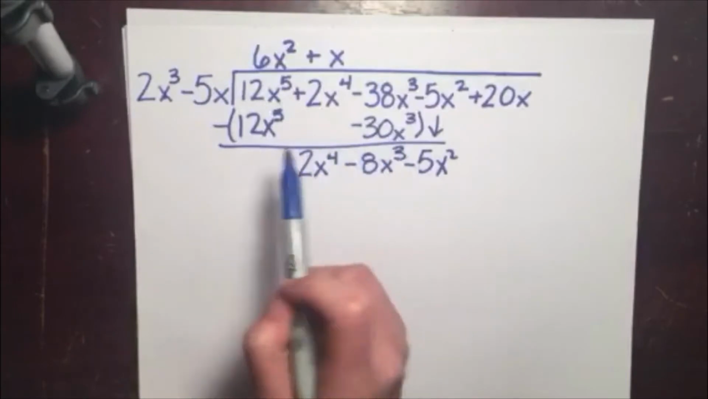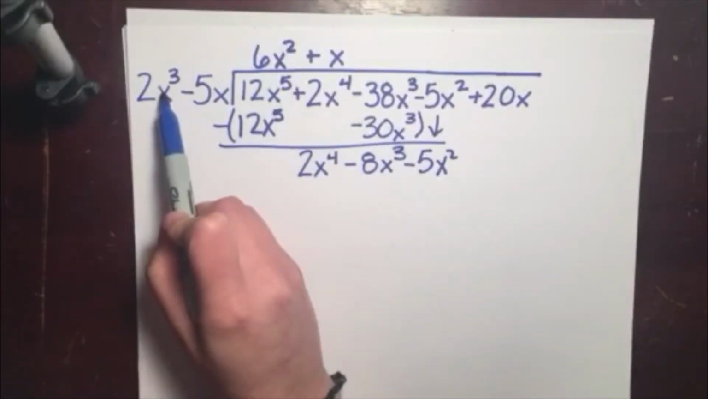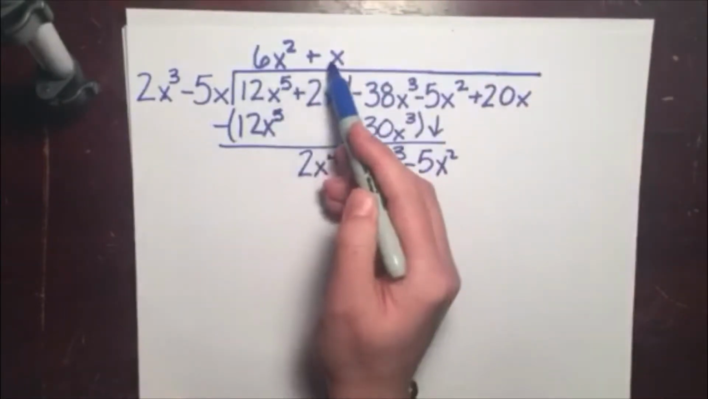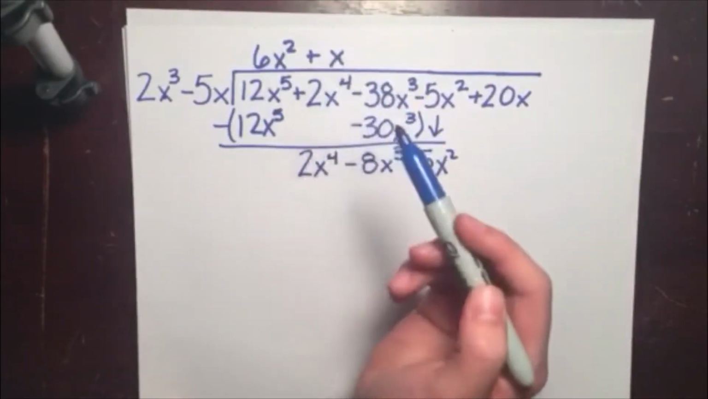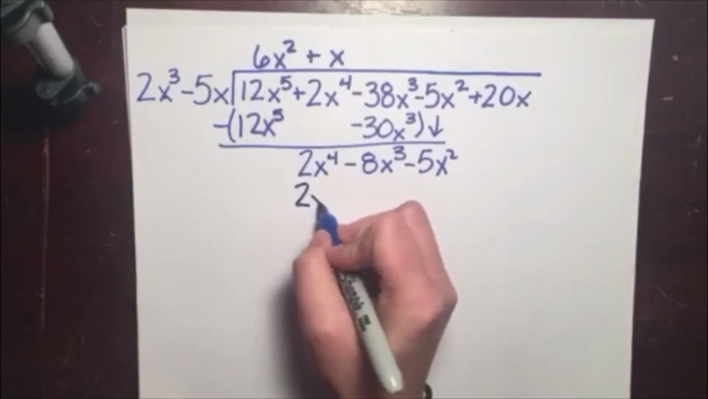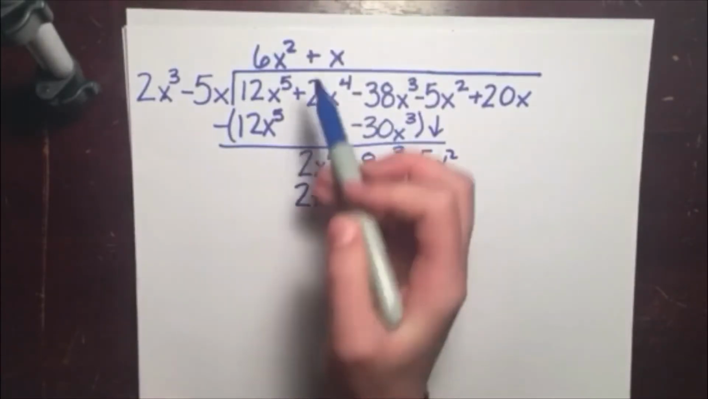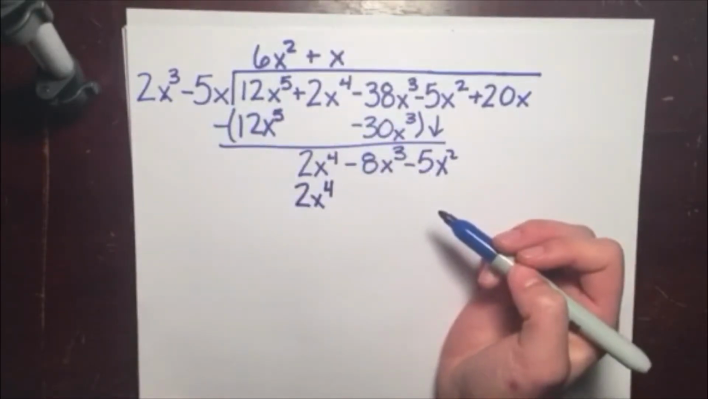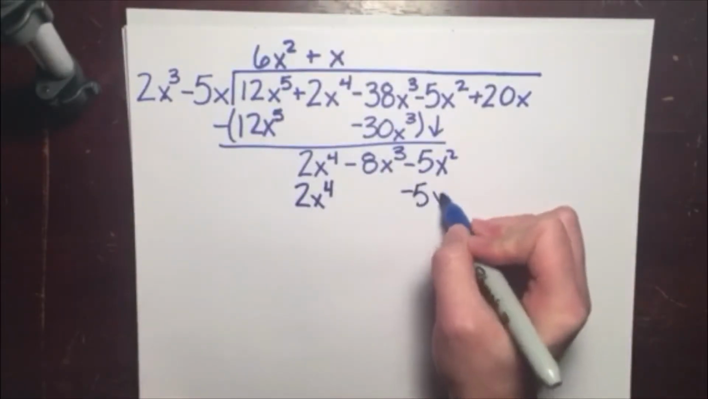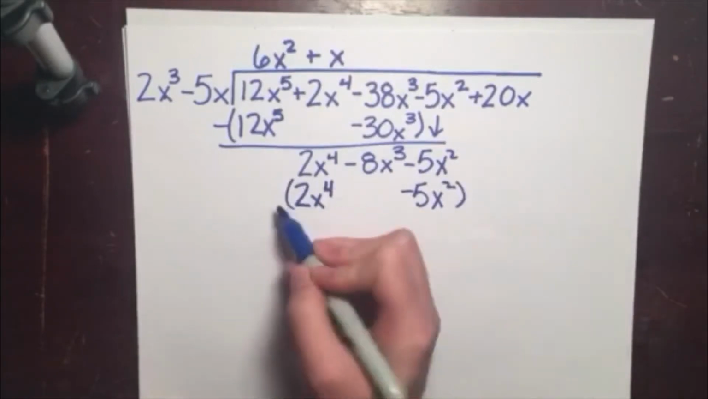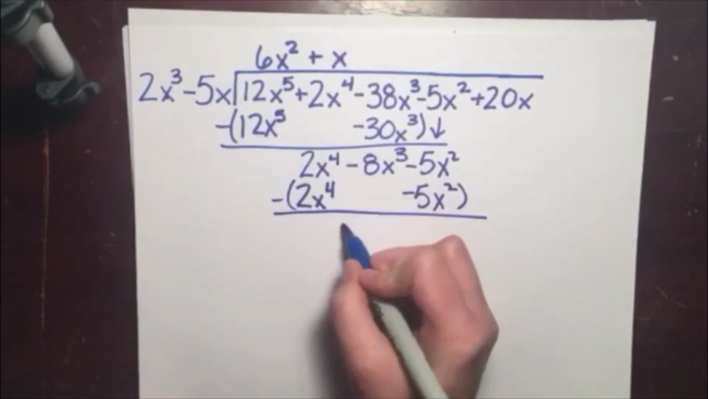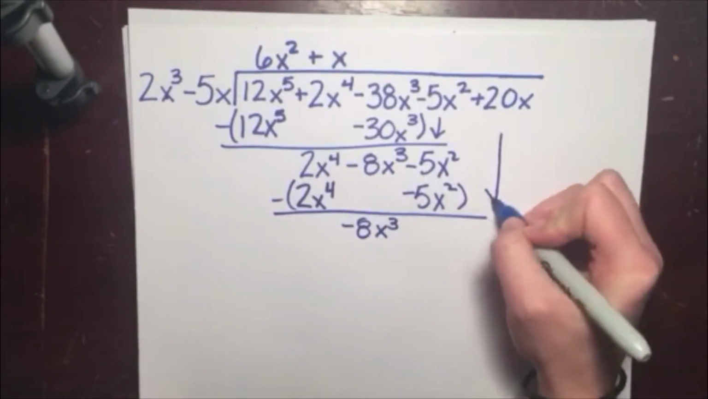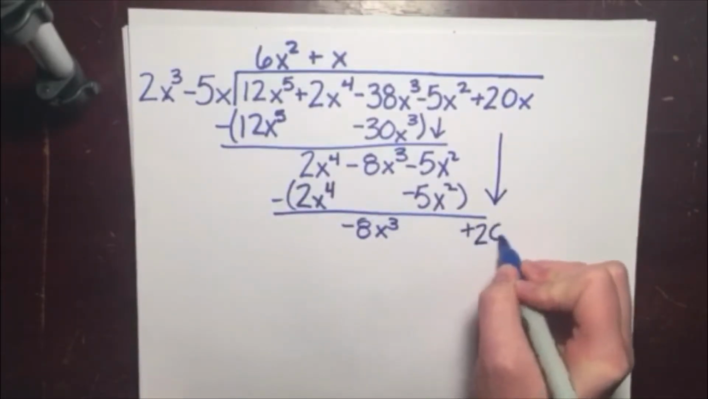So now we need to go ahead and ask ourselves, how many times can 2x cubed go into 2x to the 4th? And that's just x times. Okay, so now we need to multiply. So we get 2x to the 4th right here, and then we also need to multiply the x times the negative 5x, and that's going to give us a negative 5x squared. So again, we're subtracting the difference. These two terms cancel. We bring down the negative 8x cubed. These two terms cancel, and we bring down the positive 20x.